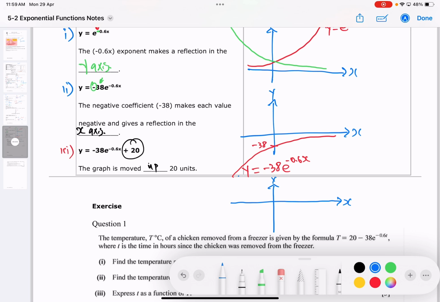Okay, last one. I want you guys to think about two things. Number one, if I shift this up by 20, what is the new y-intercept? And the second one is that we know that this one will approach 0 as the value of x gets larger and larger. But if I shift it up by 20, what does this approach to? What value will it approach to? These are things I want you guys to think about.